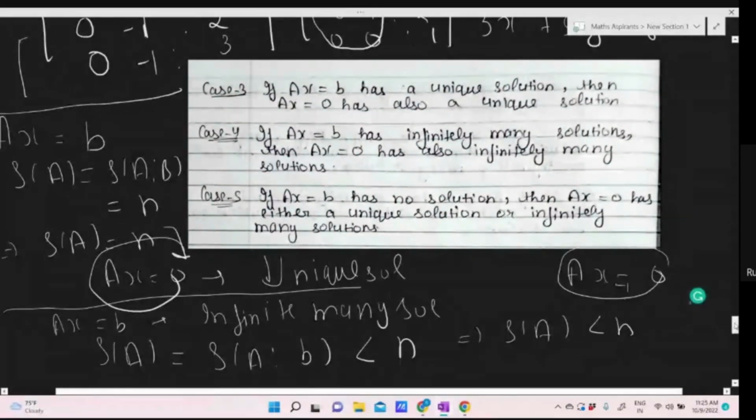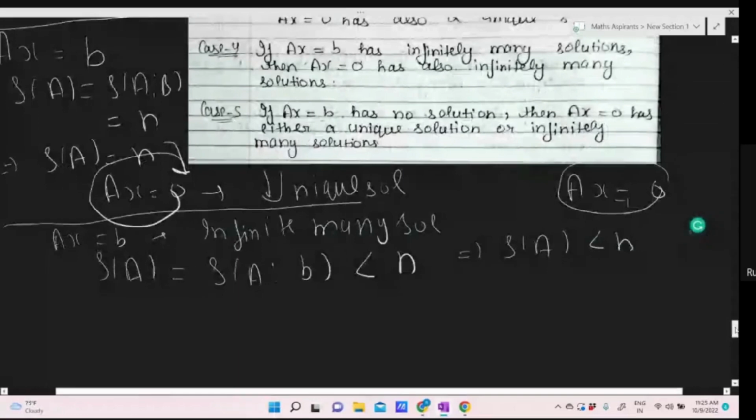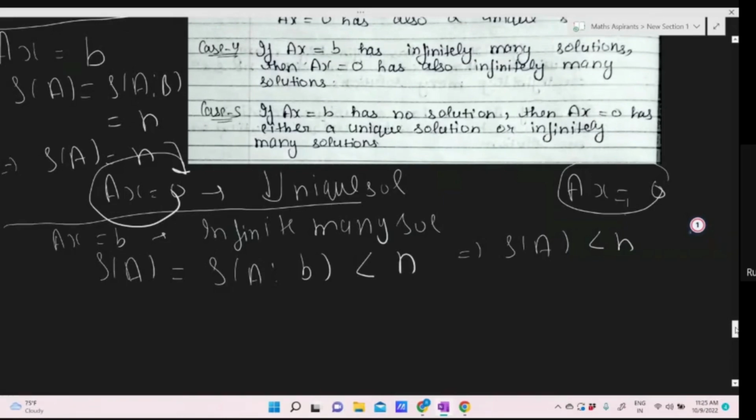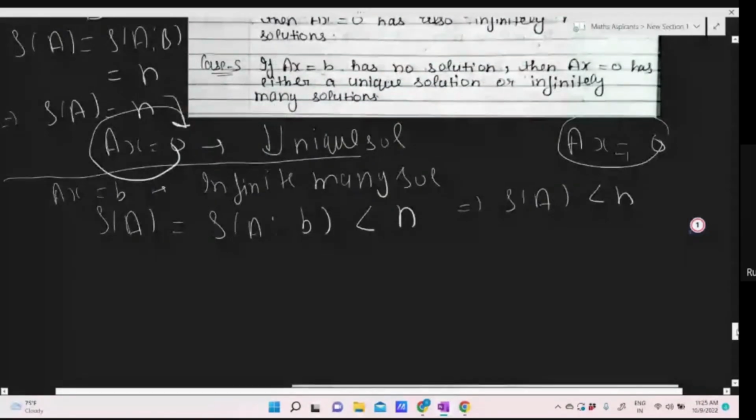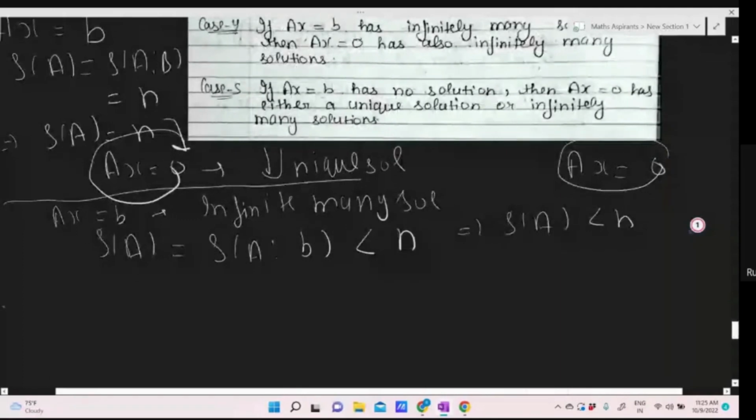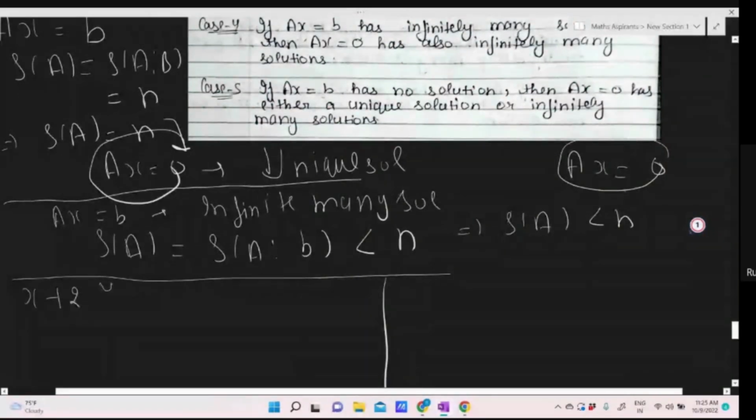Now case number 5 says that if AX = B has no solution, then AX = 0 has either a unique solution or infinitely many solutions. For uniqueness, let us take an example: x + 2y = 1.